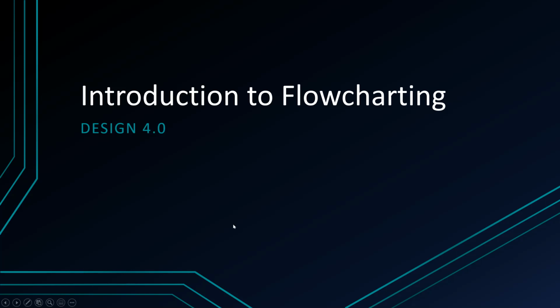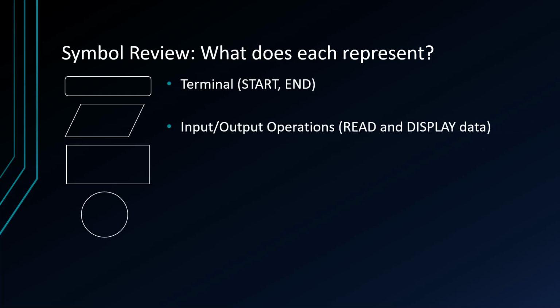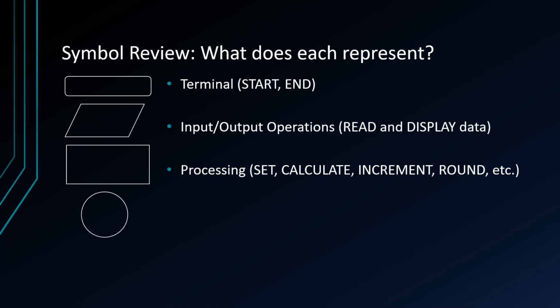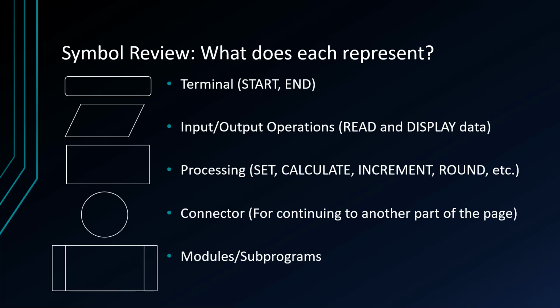First of all, let's look at the different symbols. So we start off with the rounded rectangle, which represented our start and end. We had our parallelogram, which represents our input and output operations, so our read and display. Then we had our processing command, which is all about set, calculate, increment, rounding, things like that. We had our connectors, which acted like our teleporters or our to be continued symbols. And then we had our Canadian flag symbol, which represented our subprograms, our modules.